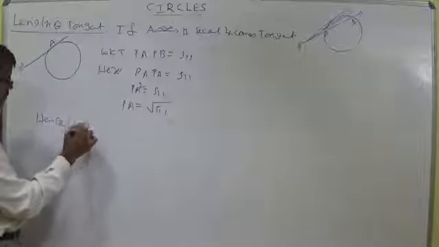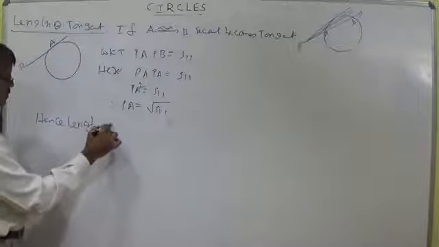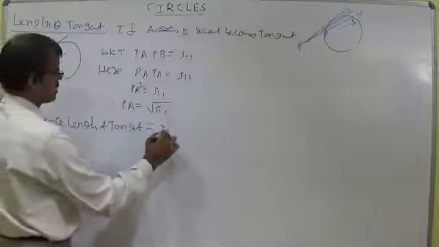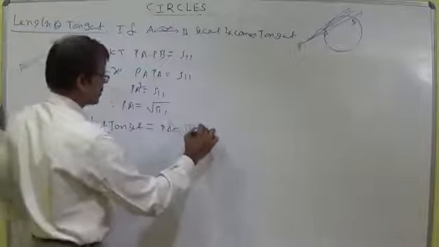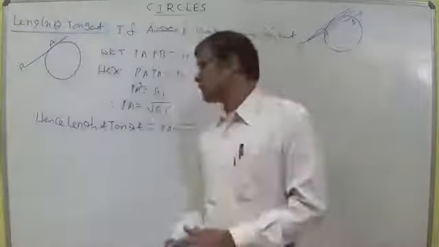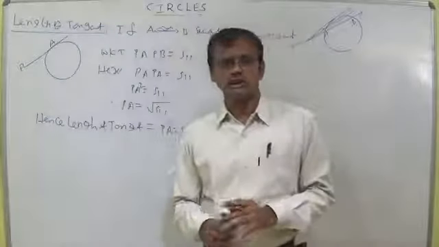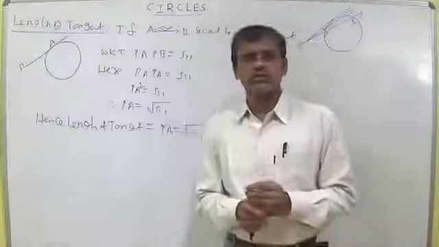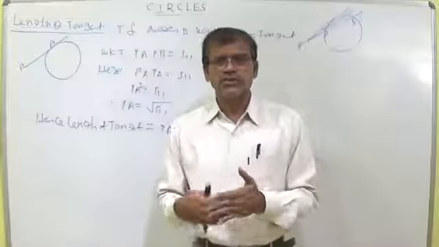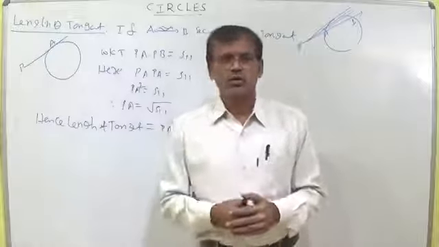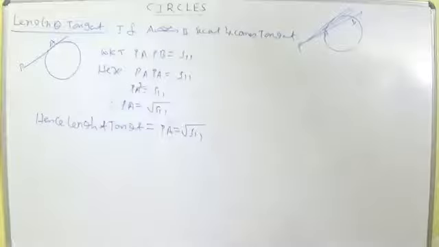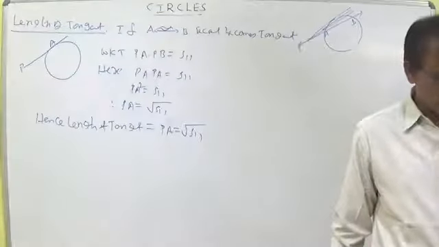Hence the length of tangent PA is equal to root S11. Pronounce it three or four times, students: the formula length of tangent PA equal to root S11. You pronounce it, you write it, you should know the formula properly. Very important, 2 mark sums are there, depending upon it, and locus sums also are there.